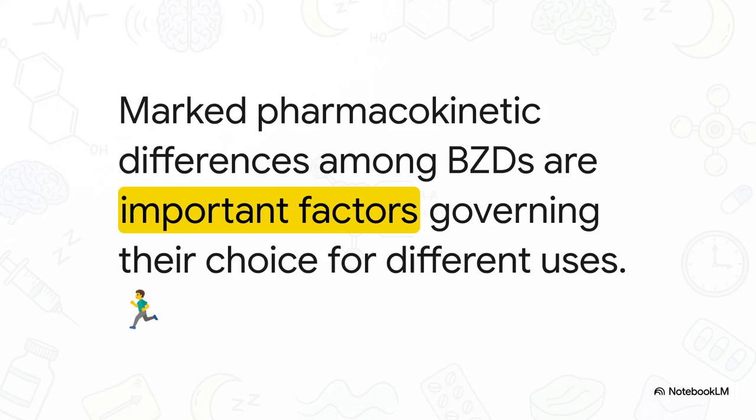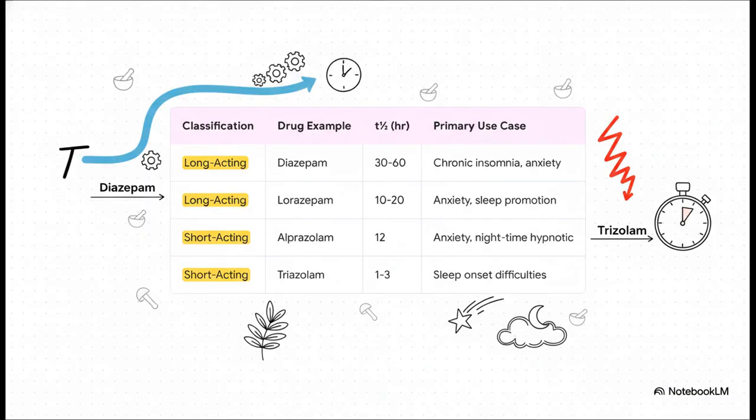Now, don't get scared by the big word. It just means how the body handles the drug. How fast does it get absorbed? How long does it stick around? Does it produce any active byproducts? The answers to these questions will tell you which drug to use for panic attacks and which one to use for chronic insomnia. This table makes it all very clear.